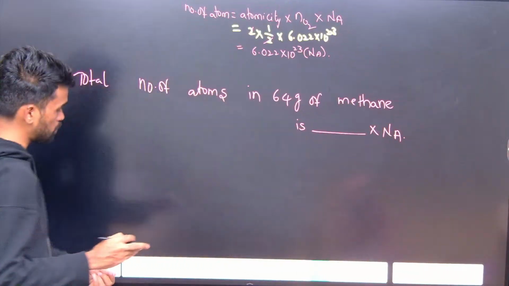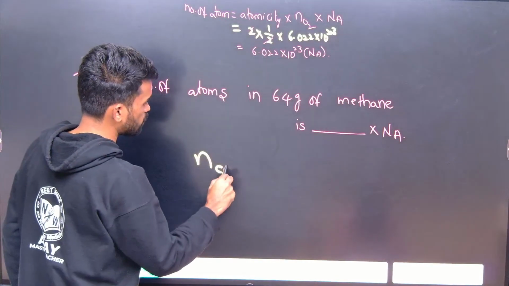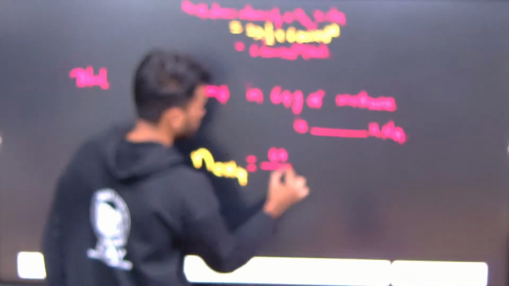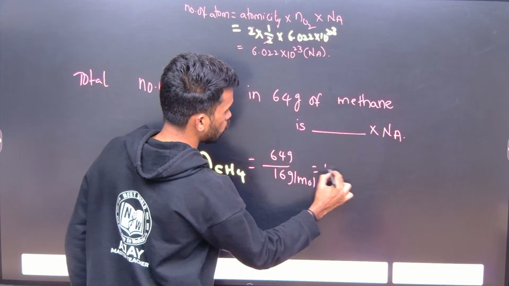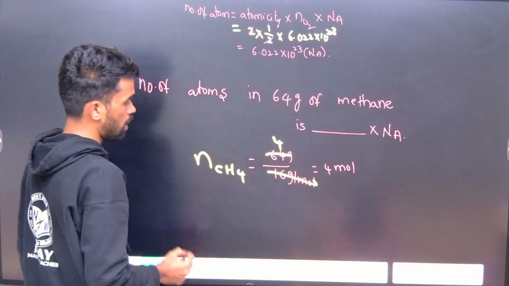So what is the first step to do? First find the number of moles of methane from the given mass. 64 by 16 gram per mole. So we are going to get 4 moles. Okay, so 4 moles of methane we got.